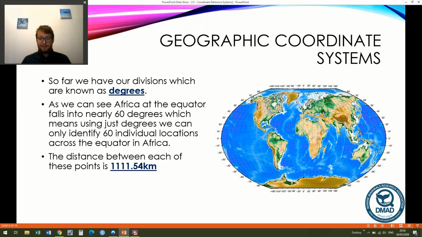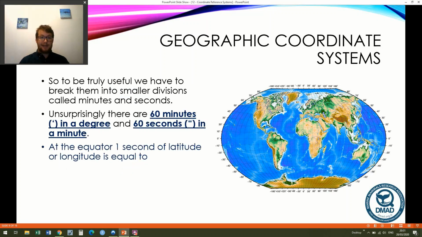So far we've referred to these divisions, which are called degrees, but the issue is that if we look at Africa at the equator, it falls in between 6 different lines here, which is equivalent to 60 of these divisions, or 60 degrees, and that's just at the equator. That means if we were to just use degrees, we could only identify 60 different individual points at the equator, and the distance between each of these points is actually over 1,000 kilometers. So we could only identify points 1,000 kilometers apart.